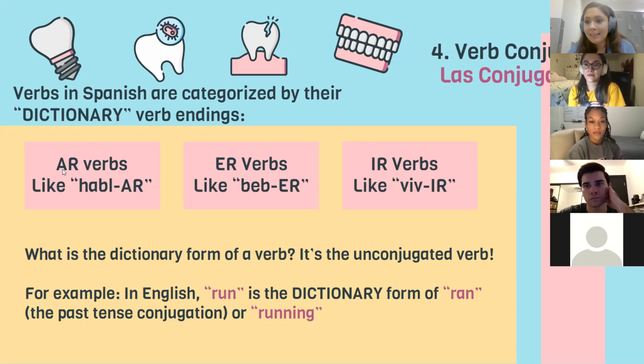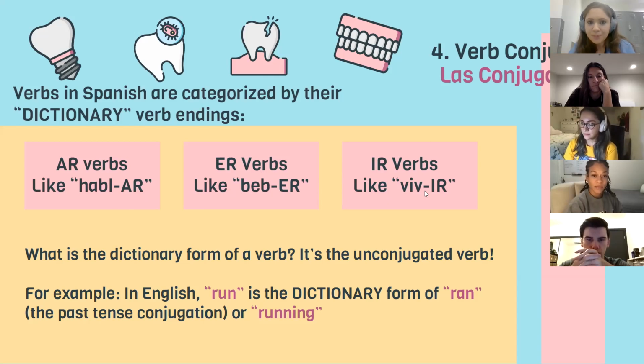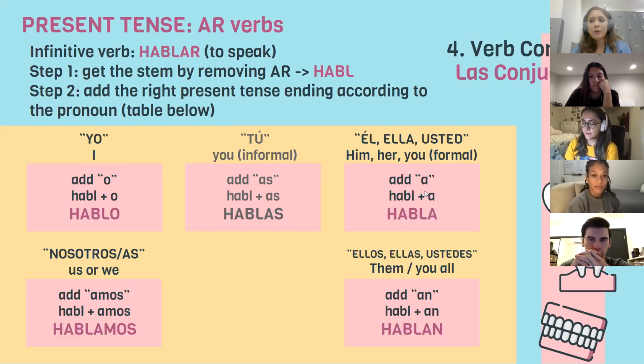The verbs that end in AR, an example is hablar. The verbs that end in ER, an example is beber. And the verbs that end in IR, an example is vivir. Hablar, beber, vivir. This is to speak, to drink, and to live. Now let's look at how this works in the present tense.